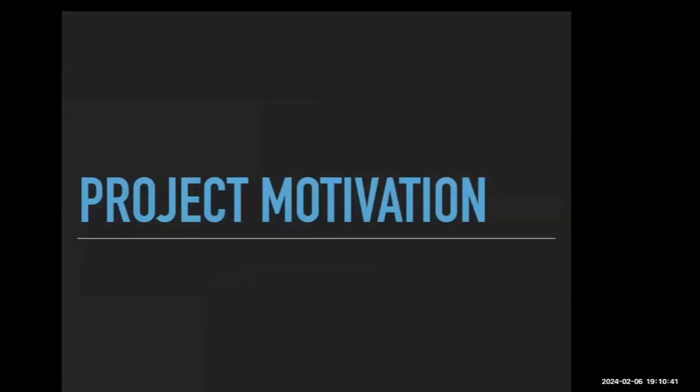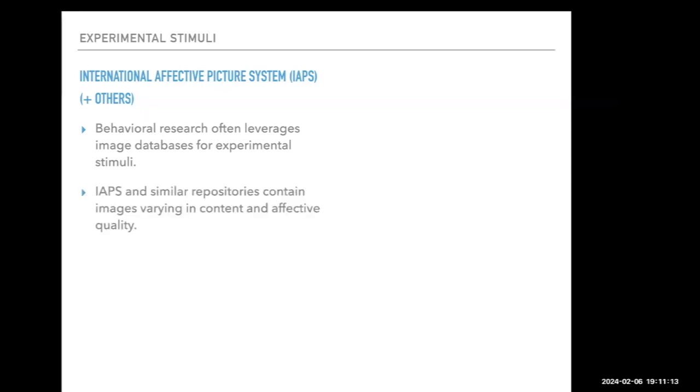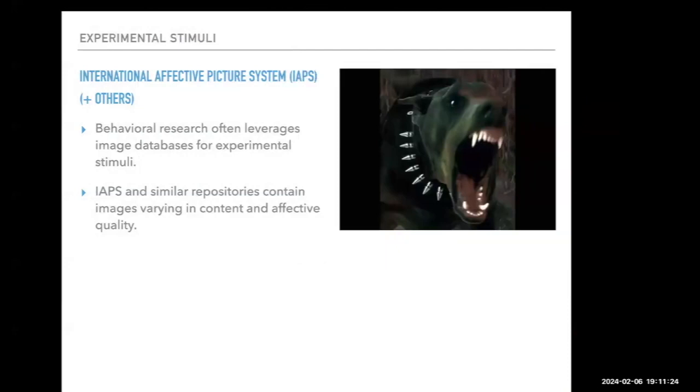So to touch on the motivation and give a little bit of background and context, a lot of these images are often sourced from normative databases such as the International Affective Picture System. This is leveraged, and there's similar databases as well. These are leveraged across various behavioral research, et cetera. And the key thing about these IAPs is that they contain numerous images that vary in their affective quality. Okay, so we have this image of the snarling dog, for example.